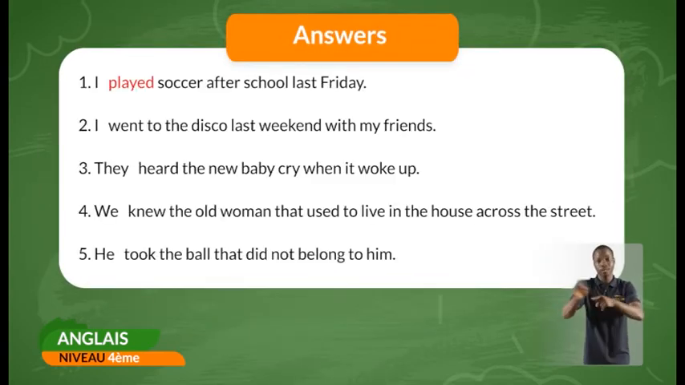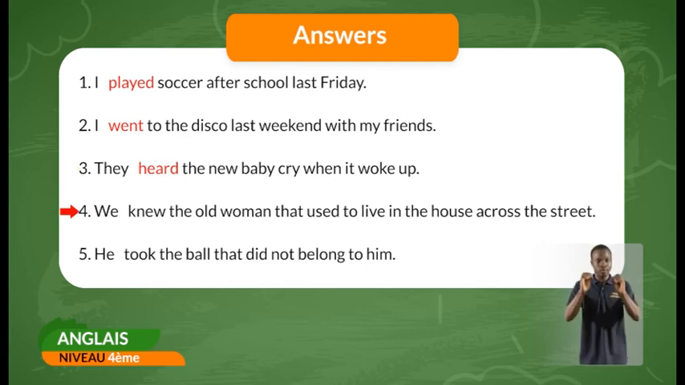All right, I guess you finished. Now we're going to have a look at the correction together. These are the answers. I went. You see, the simple past of go is went. I went to the disco last weekend with my friends. They heard. The verb is to hear. We say to hear, but the simple past is heard. So they heard. The new baby cried when it woke up.